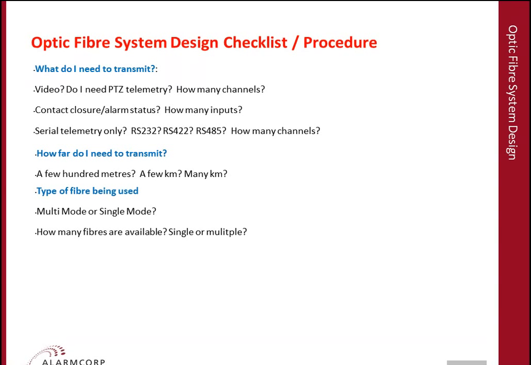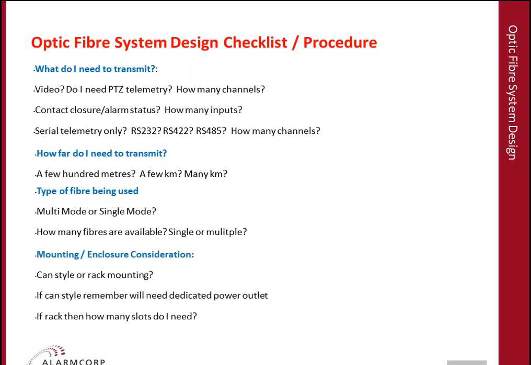Which brings us to the next question. Are we going to be using multimode or are we going to be using single mode? As a rule of thumb, it's pretty safe to say that if we are looking at transmitting more than 2 or 3 kilometers, the system will invariably be single mode. Up to about 2 kilometers, most systems will be multimode, but it pays to check. Next question, how many fibers do we have available? Do we need to transmit all of our data over a single fiber, or do we have multiple fibers possible? That will also then have a bearing on what sort of modules we can use and select for our system.